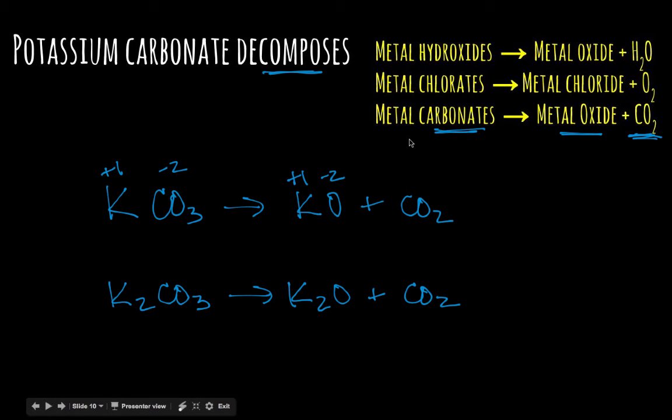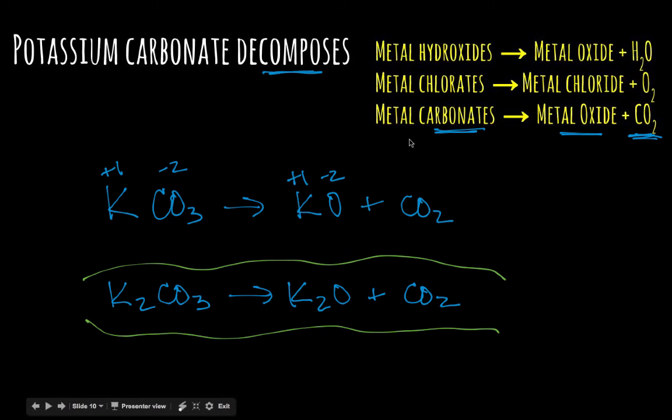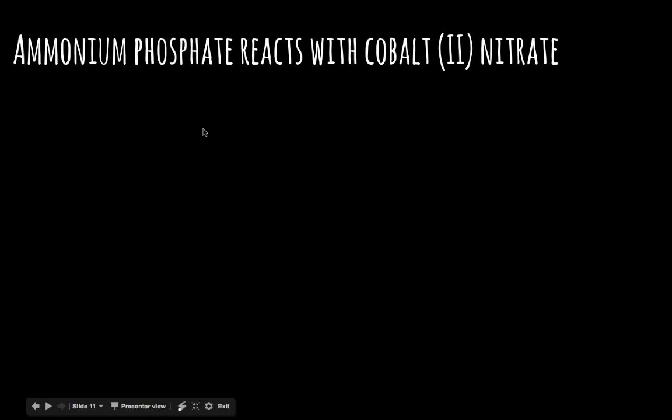Last step is to balance. This one ends up being balanced the way it is. So that's your balanced equation. Okay, our last one, ammonium phosphate reacts with cobalt-2 nitrate. Compound and a compound, so this is a double replacement reaction.